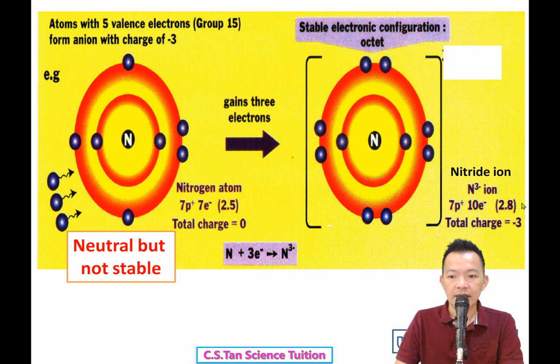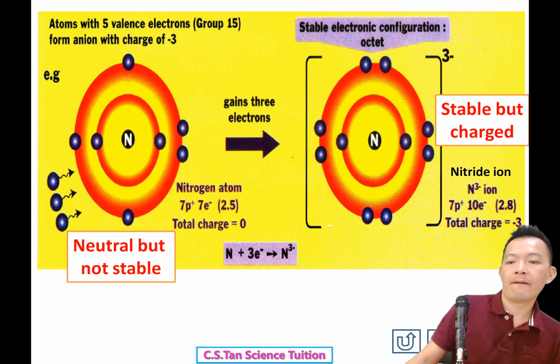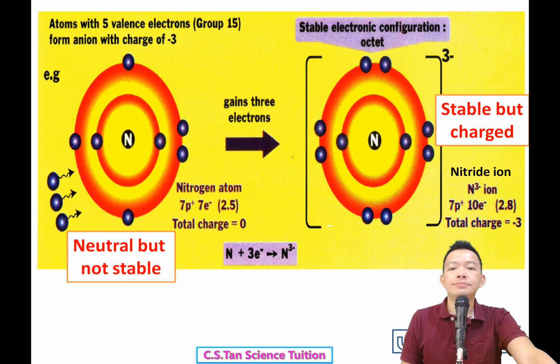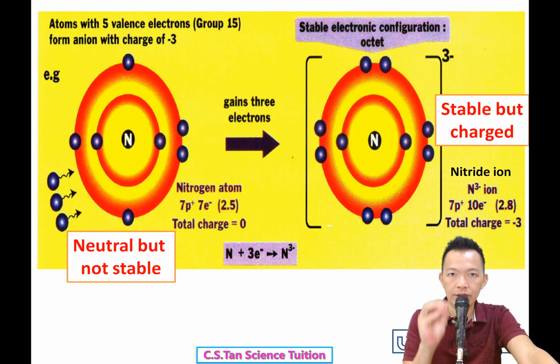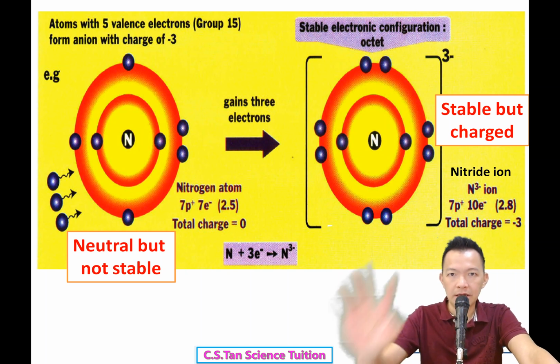N³⁻, 7 protons and 10 electrons. It has an octet electron arrangement. Now it is charged, with a charge of -3, so a nitride ion is formed. This is our new ion. It becomes charged, but at the same time stable. So this is where the anion and cation come from. Okay, that's all for this side. Bye bye.